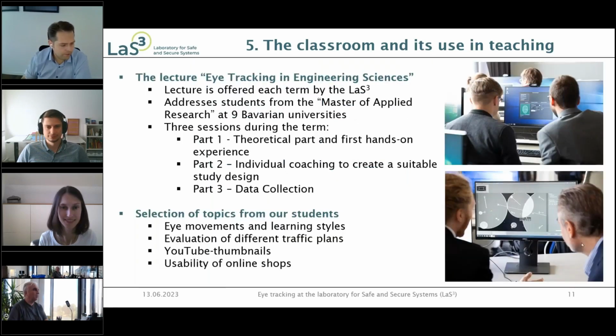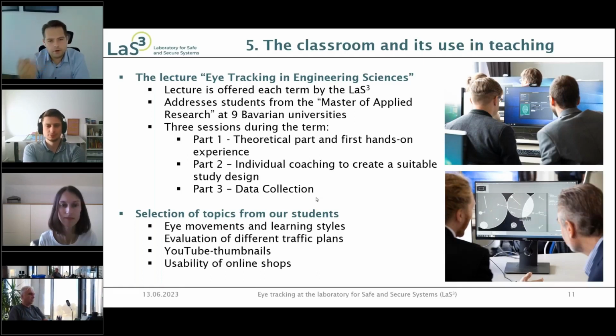Okay, and let's talk a bit about the eye tracking and engineering science course. This is the one we use, for example, for our master students. We offer this course every single term. It's not limited to them, but it addresses most of the master students from the Master of Applied Research at 9 Bavarian universities. They are normally a bit more into empirical work and are always looking for new tools they can use, for example, in their own projects. So they are also interested in many cases in eye tracking.